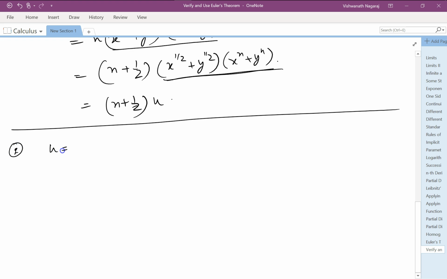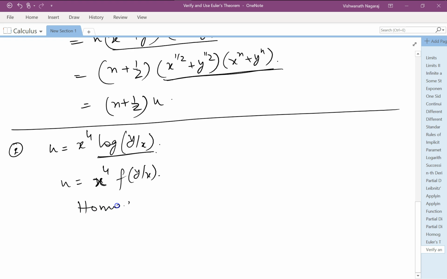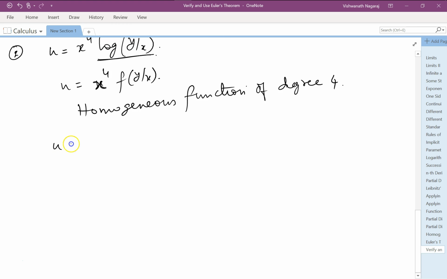Let's say u is equal to x to the power of 4 log y by x. Now remember, log y by x itself is a function, so in general we can say that u is equal to x to the power of 4 times a function of y by x. That function is nothing but log. So it is a homogeneous function of degree 4. So let's see whether it satisfies Euler's theorem.